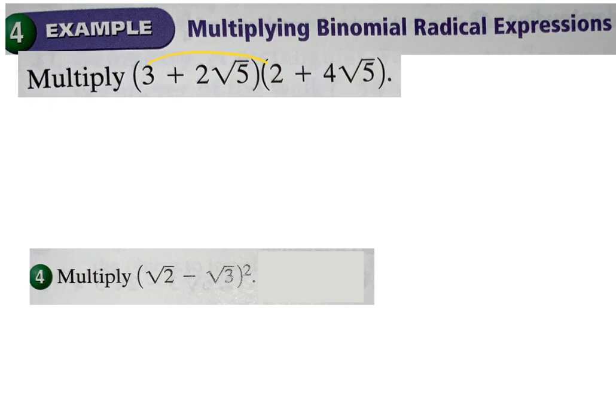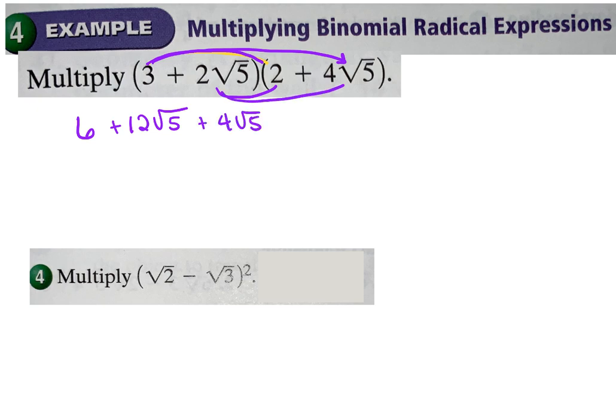3 times 2 is going to give me, let's do it with a different color, 3 times 2 is 6. 3 times 4 square root of 5, I'm going to say is 12 square root of 5. Just multiply the outsides there and the insides. 2 square root of 5 times 2 is going to be 4 square root of 5.